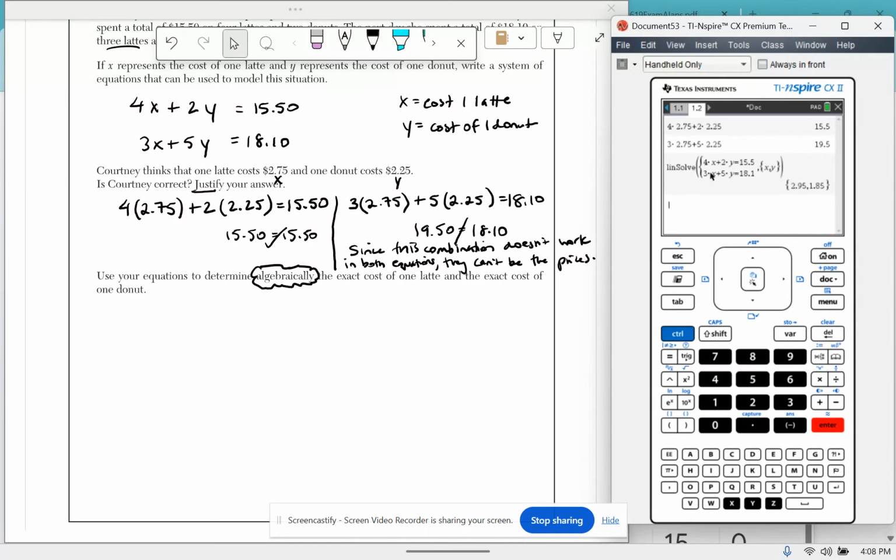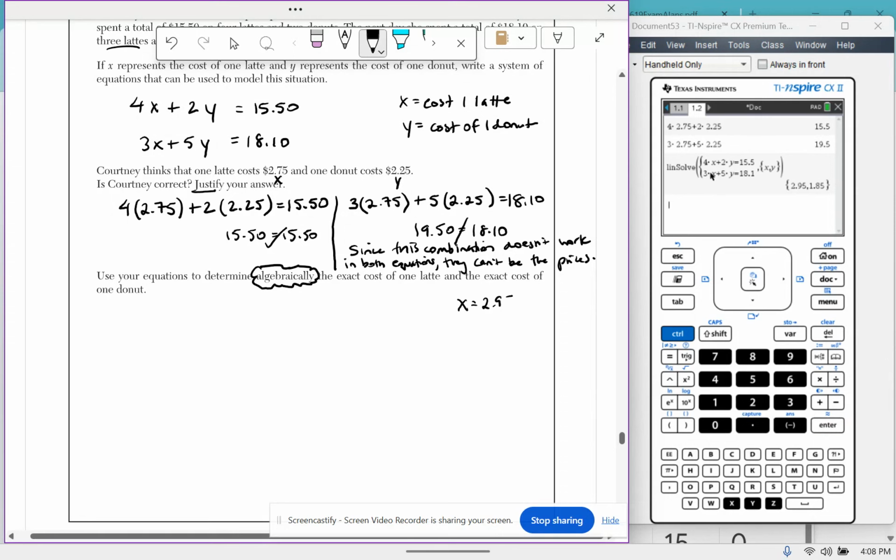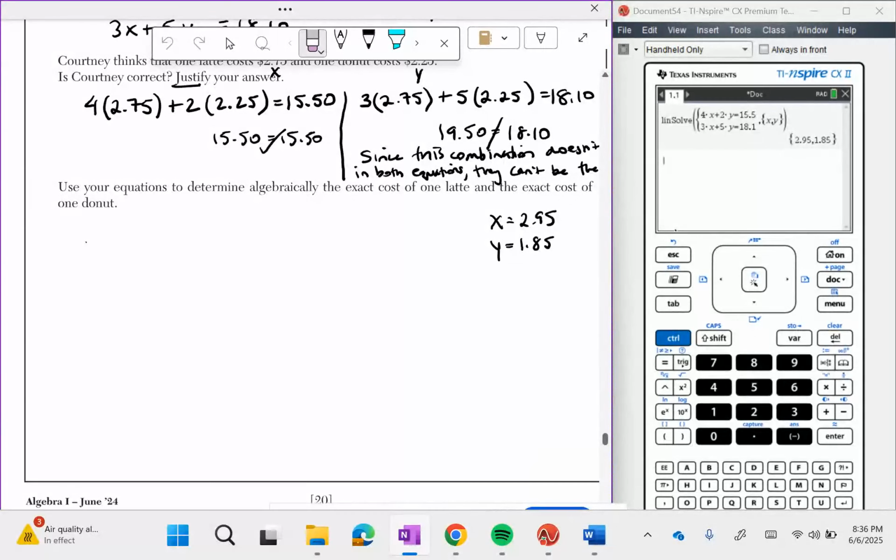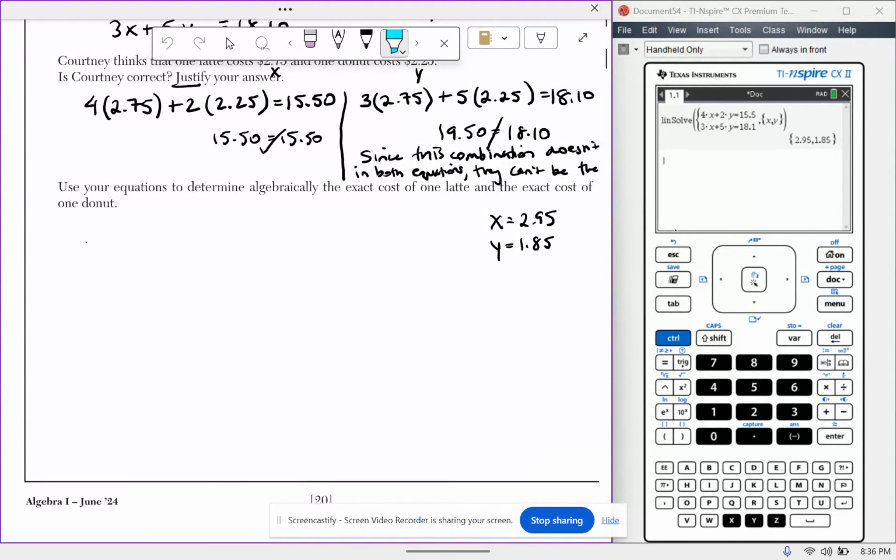Okay, so a latte should be $2.95, and a donut should be $1.85. Okay, so let's prove that algebraically. Use your equations to determine algebraically, that means we need to show all of our work, the exact cost of 1 latte and the exact cost of 1 donut.